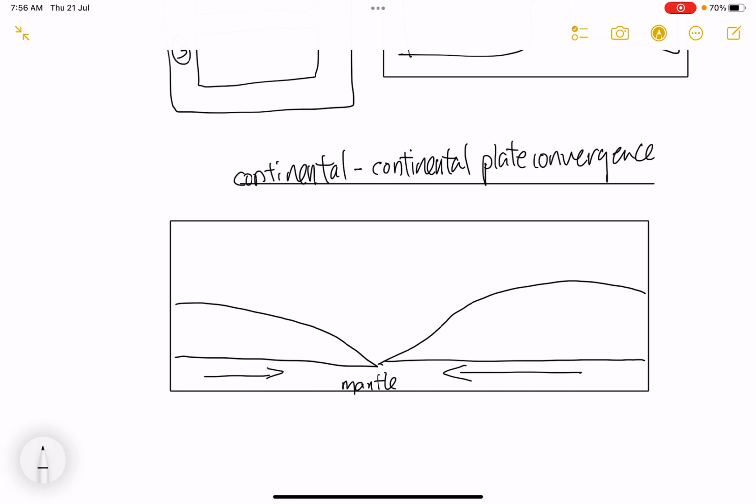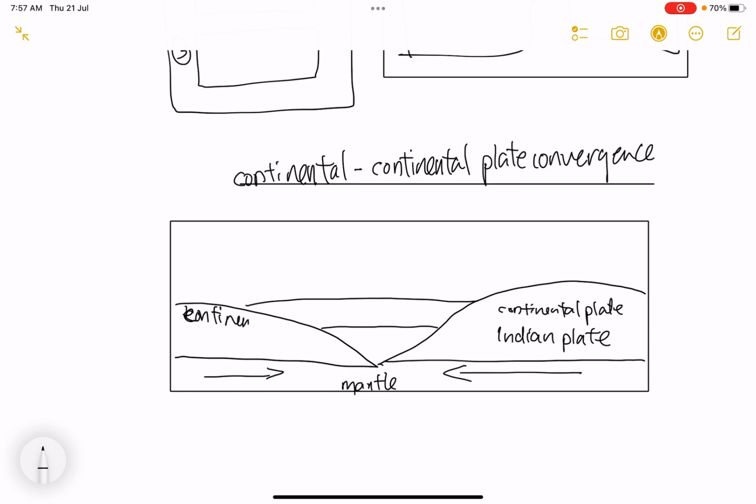In this particular case, I'm going to show you something that is a bit different from what we normally have. We normally just label the items here. In this case, I'm going to include the plate name in my diagram. So this one is a continental plate, but more importantly, I'm going to label this. This is the Indian plate. The other one that we're going to label is the Eurasian plate, the other continental plate. This would be our Eurasian plate.